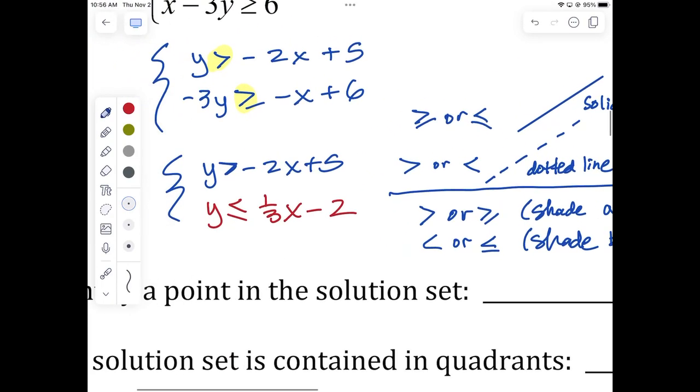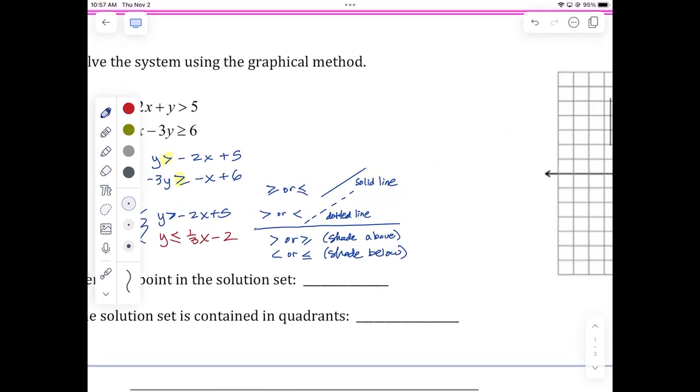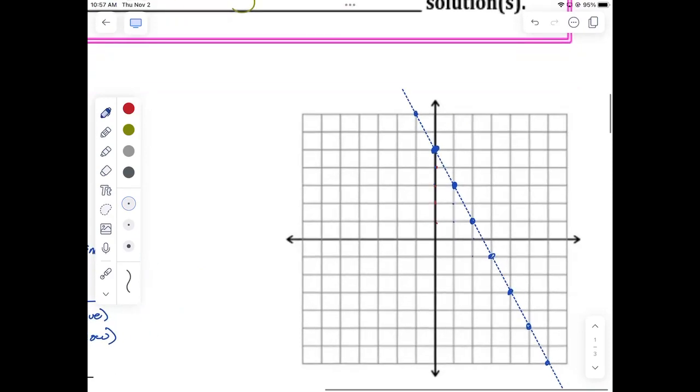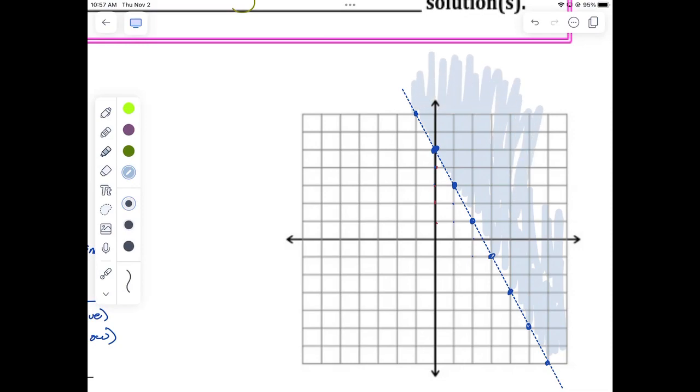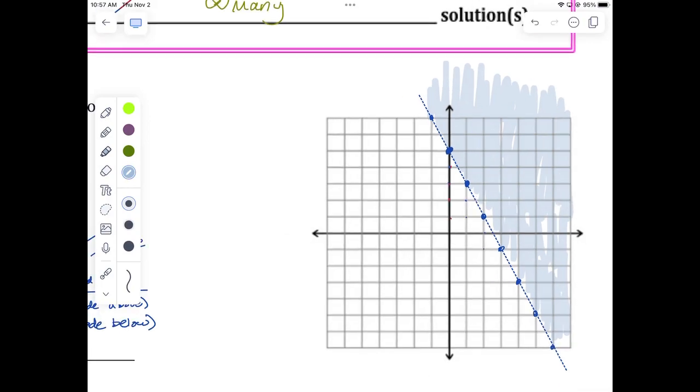So for ours, it was greater than, dotted, and then greater than, we shaded where? Above. So I'm going to switch back to my shader, and I'm going to shade above. So it's all this right here. We shade above all the y values. So all of these values in the shaded region will make that inequality true.